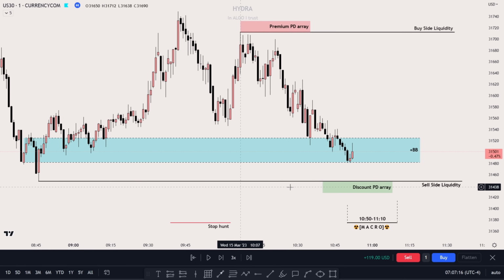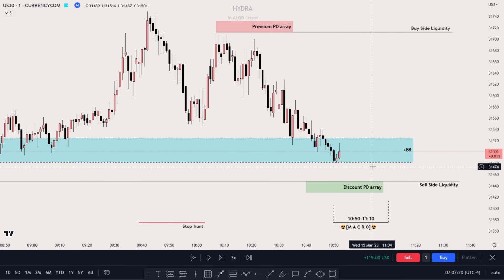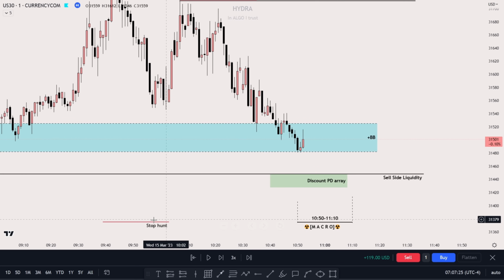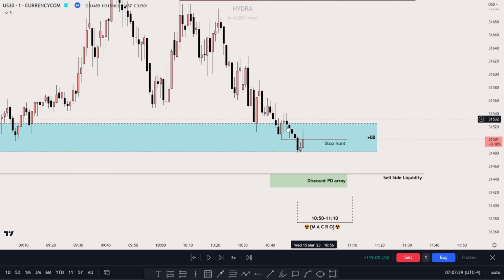So that's the breaker block. And what do you see here? We are inside of our macro zone, right? Price did a stop hunt inside of this breaker block. Do you see it? Yes, right here. So where is our breaker block? These last up close candles that you see, that becomes our breaker block. Right? So let me mark that for you.